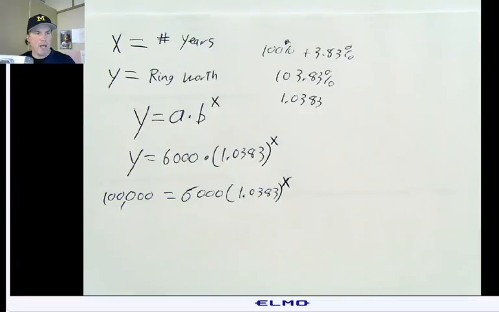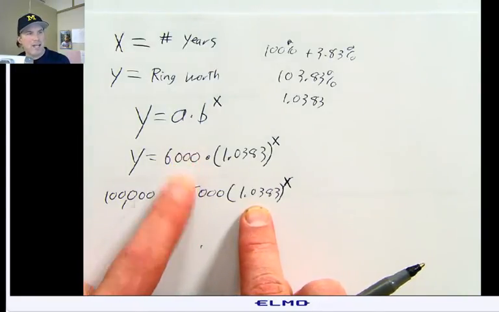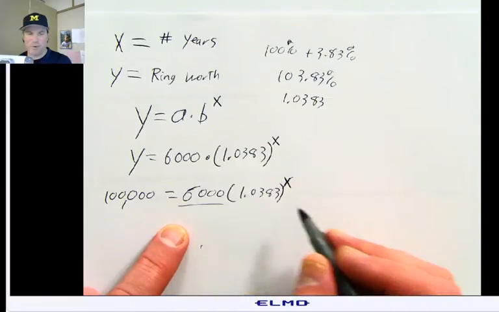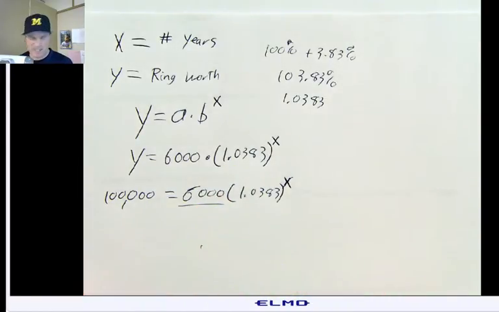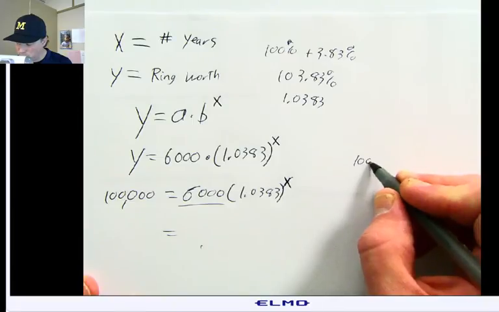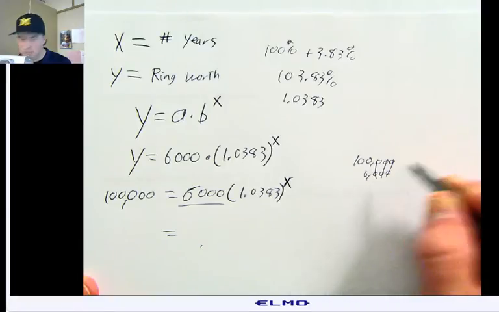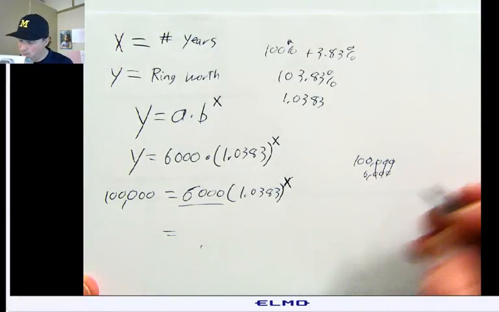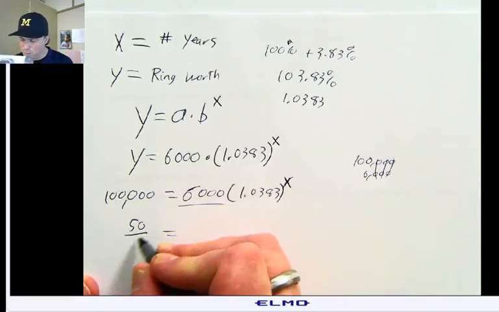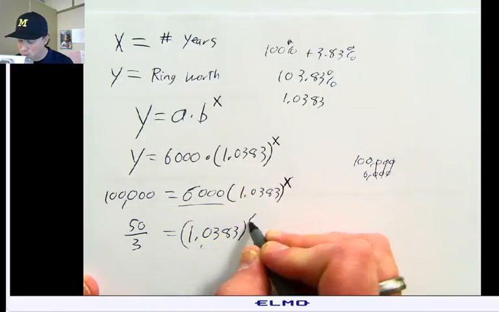Now, we cannot change this into log form until it's specifically y equals just b to the x. So I need to move this 6,000 first, because the 6,000 is not to the x power. If I divide both sides by 6,000, let's see, I'm going to do a little side work here. 100,000 divided by 6,000, those 3 zeros cancel out. So it looks like that simplifies to 50 over 3 equals 1.0383 raised to a power of x.